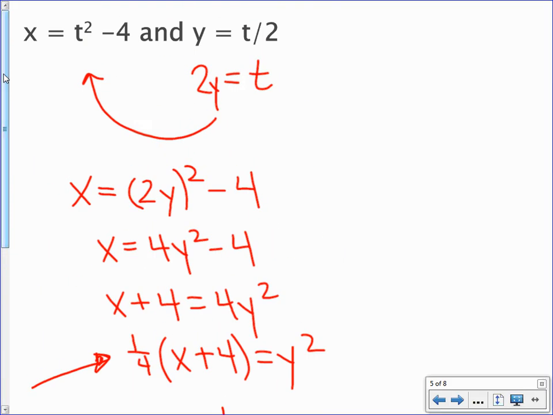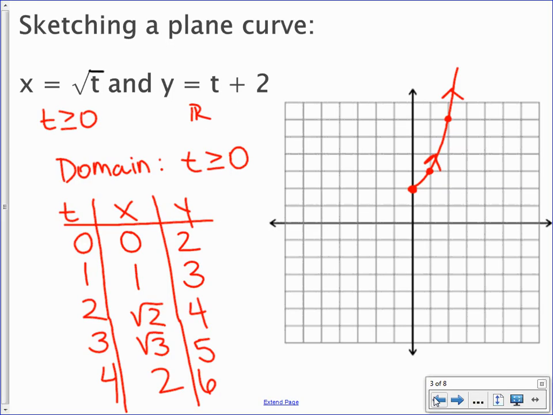Okay, I want to take a step back to this graph for a moment, and I want to eliminate the parameter here. Okay, so I'm actually going to give you about 1.5 to 2 minutes to see what you can come up with for the rectangular equation here. I want you to eliminate the parameter on this one.